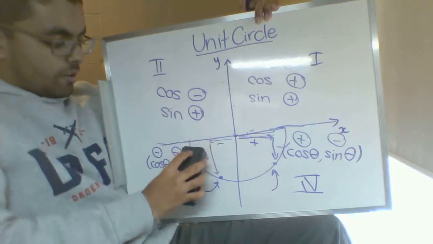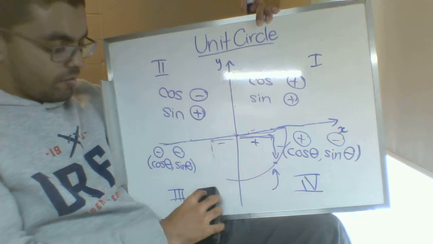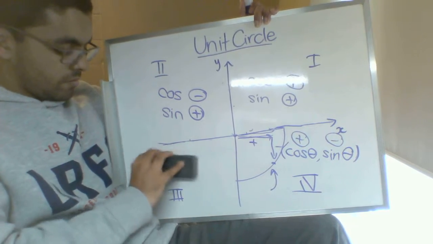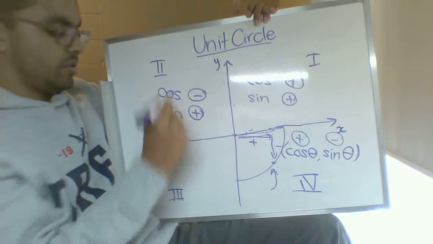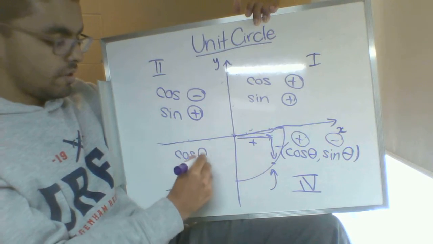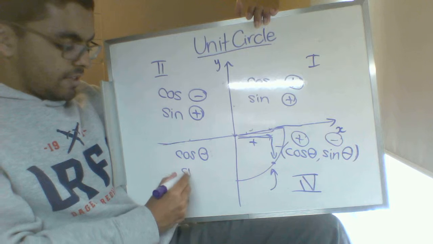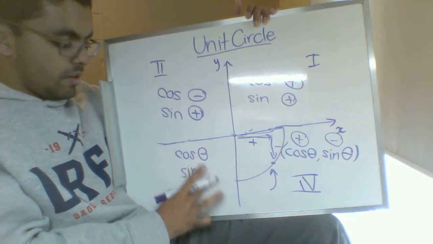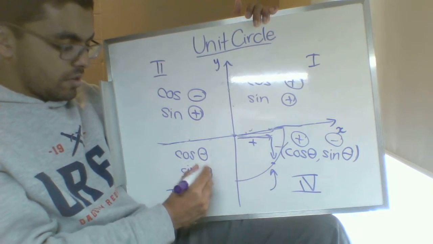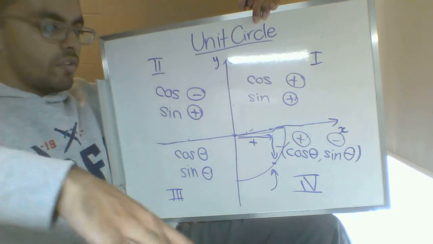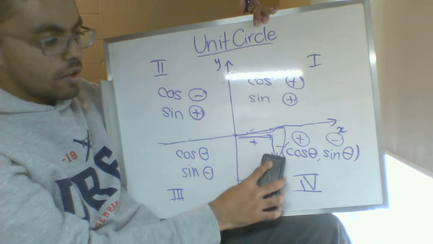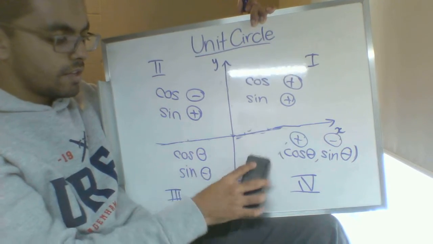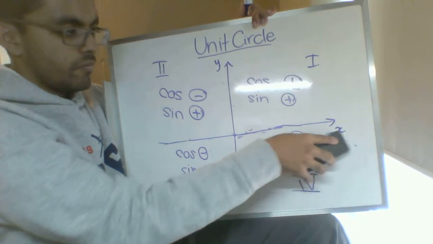All right, down here in quadrant 3, both of them are negative. So cosine is negative, and sine is negative. And over here in quadrant 4, cosine is positive and sine is negative.